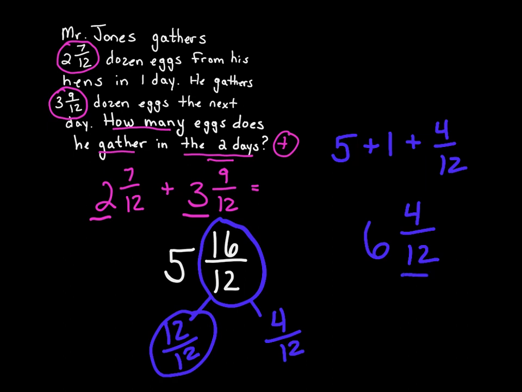But does this fraction need to be reduced? Yes, it does. And we're going to divide the top and the bottom by the greatest common factor that 4 and 12 share, and that would be a 4. 4 can go into 4 once. 4 can go into 12 3 times. So our new mixed number is 6 and 1/3.